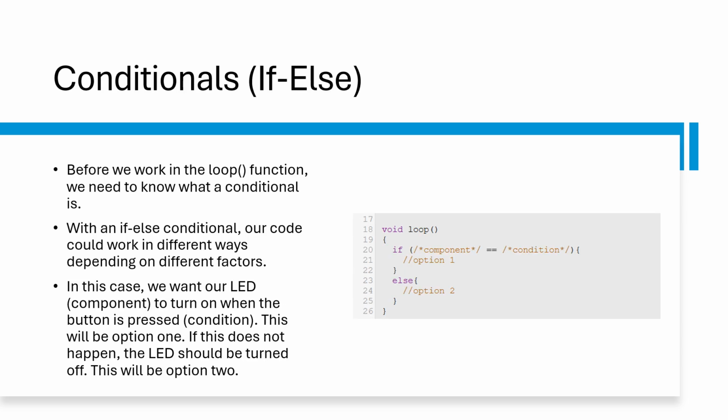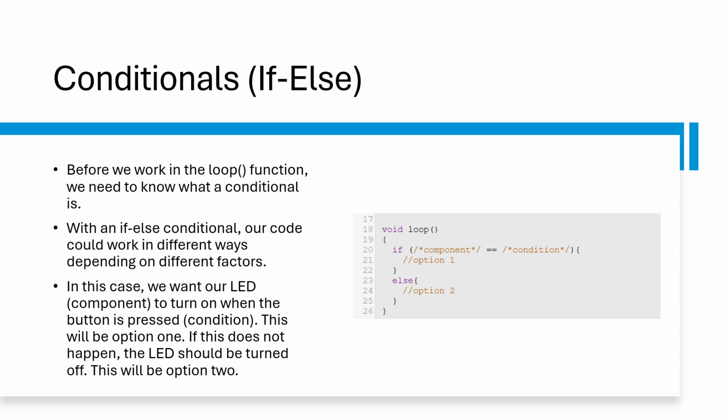Now that you've finished the setup function, let's move on to the loop function. As the name implies, this function will loop repeatedly during your program until the Arduino is turned off. This is where the main section of your code will be written. Within the loop, we're going to use an if-else statement.